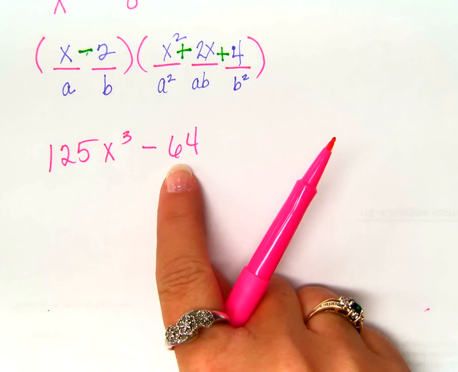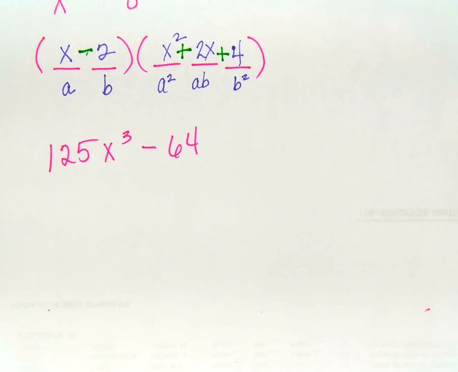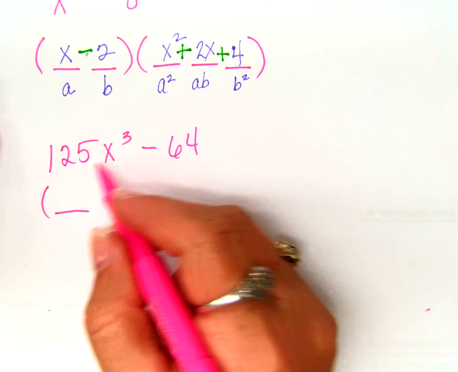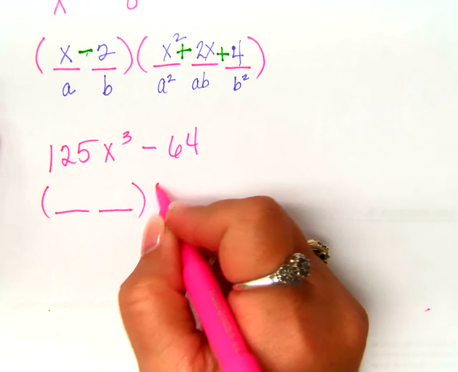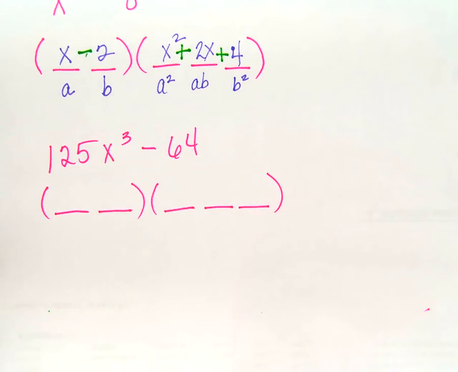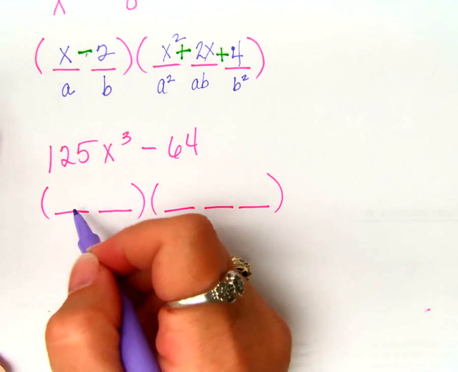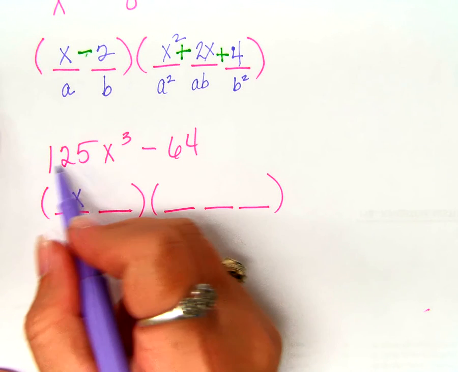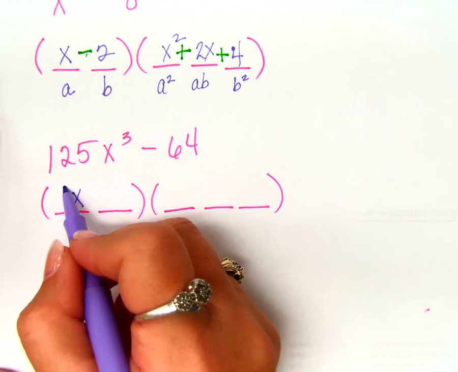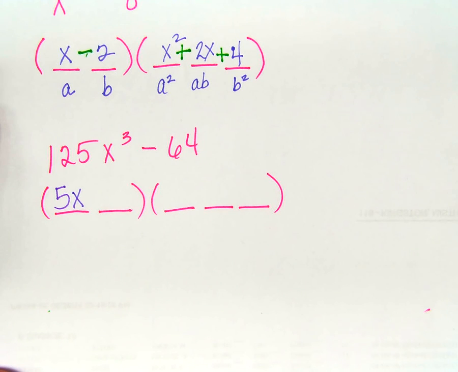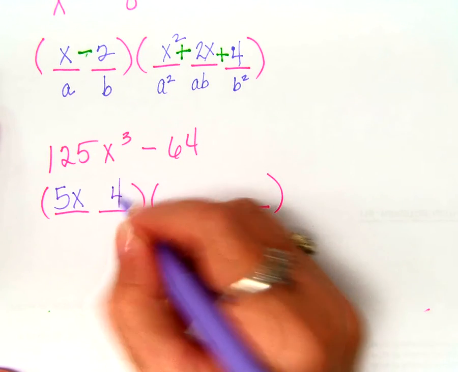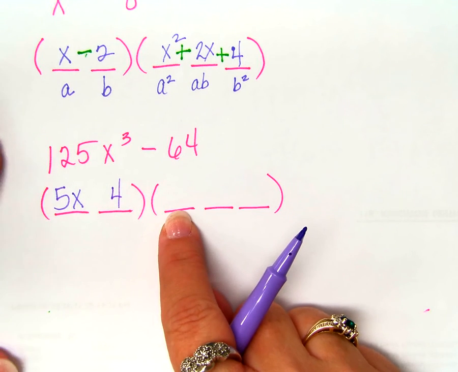Okay? What times itself equals 64? 4. All right? So let's set up our binomial. So now we've decided it is the difference of cubes. So let's set up our binomial and our trinomial. What's the cube root of 125? 5. So 5x goes right there. And what's the cube root of 64? 4. Now, how do we get the first term in the trinomial?